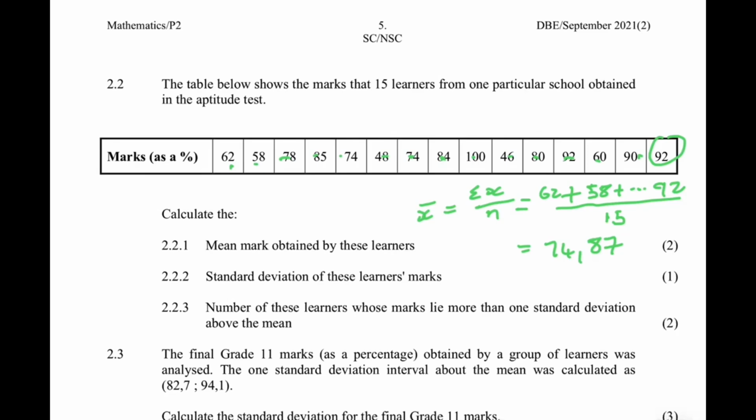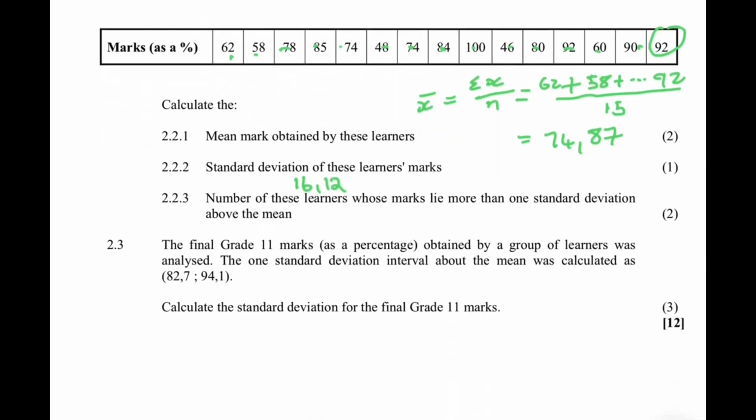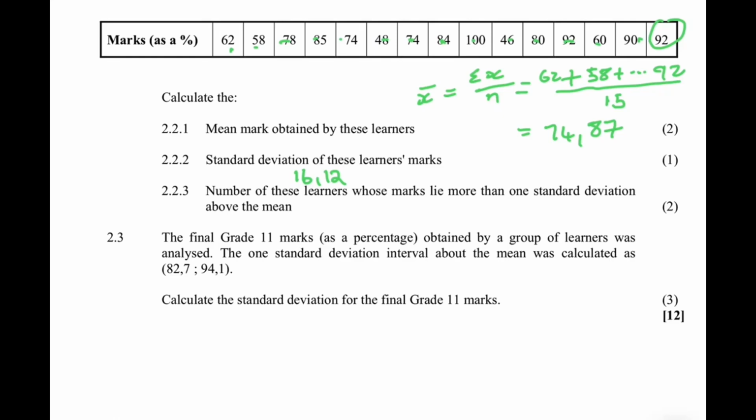And then 2.2.2 says calculate the standard deviation of these learners' marks. So standard deviation, you can do it manually, right? But it's only one mark, so there's no need to do that. You can just do it on your calculator. If you don't know how to do that with the calculator, you can let me know, and then I can do a dedicated video on how to do that. But when I did it on my calculator, I'm getting a standard deviation of 16.12, right?